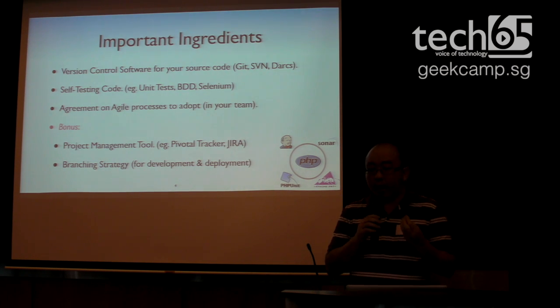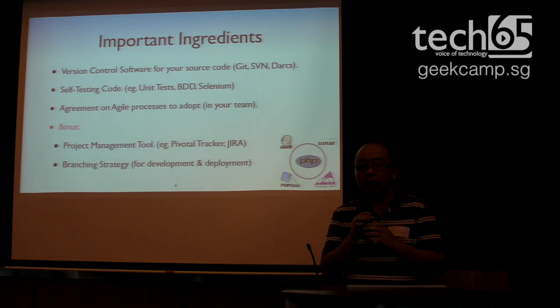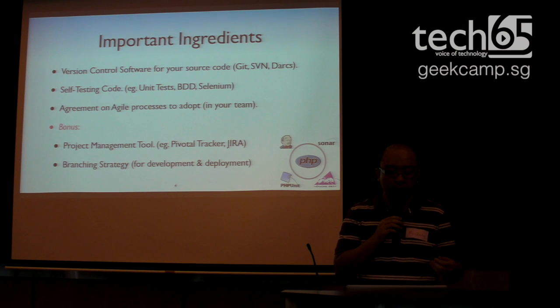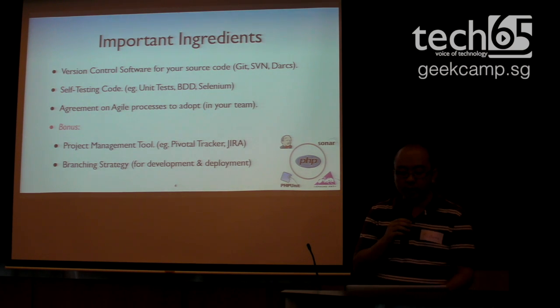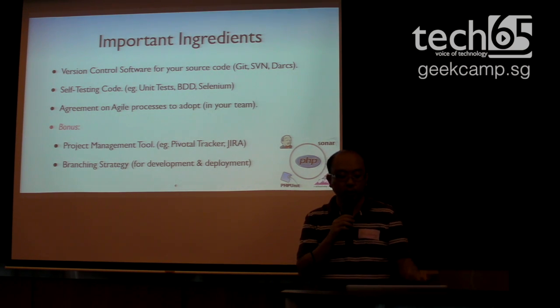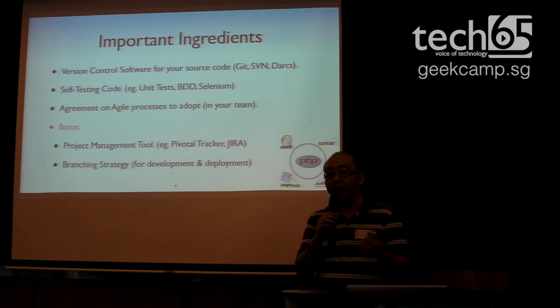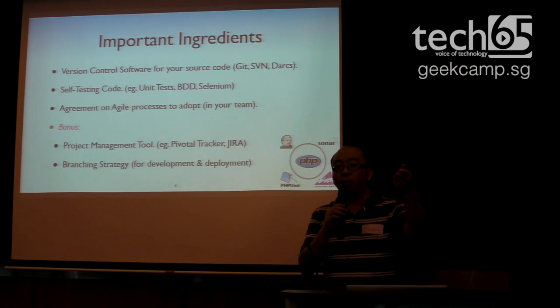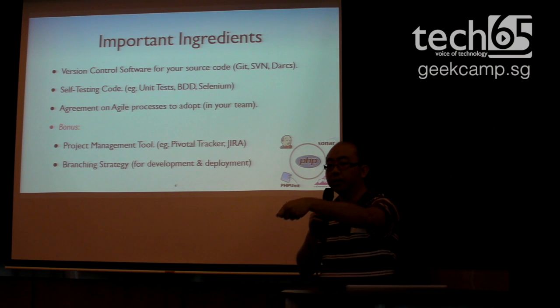And also have a proper branching strategy. This is actually a part of what we talk about, the agile processes. Make sure that your team wants to adopt it. Make sure you guys have an idea about how you roll out a new branch, and how that branch translates into a production branch.